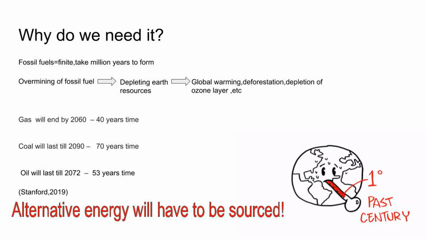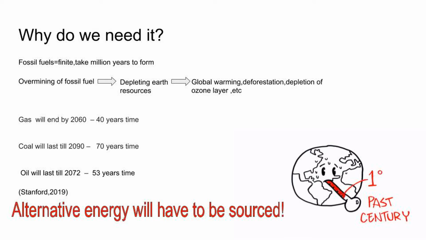Well, our main source of electricity nowadays comes from fossil fuels. Fossil fuels like coal, petroleum, and natural gas are finite and non-renewable, they will take millions of years to form. Due to the increase in human population, there is a significant increase in the demand of electricity. This will eventually lead to overmining of fossil fuel and cause depletion of Earth's finite resources, which will then lead to environmental problems such as global warming, deforestation and depletion of the ozone layer.